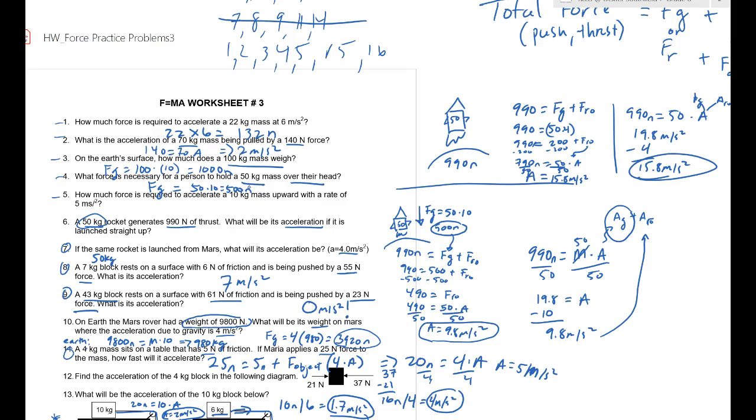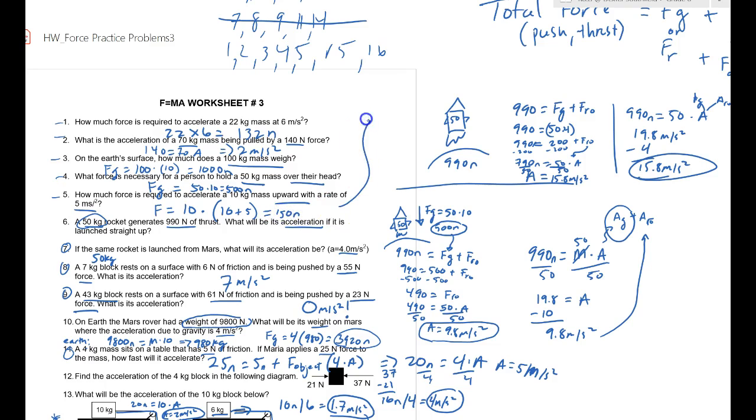How much force is required to accelerate a 10 kilogram mass upward with a rate of 5 meters per second squared? So I now not only need to hold that 10 kilogram mass above my head, but I need to then move it up. So I need to account for gravity, its weight, as well as the rate of acceleration. So that force is going to equal the mass times the rate of acceleration due to gravity plus the rate I actually want to accelerate the object. That'll come to a total of 150 newtons.